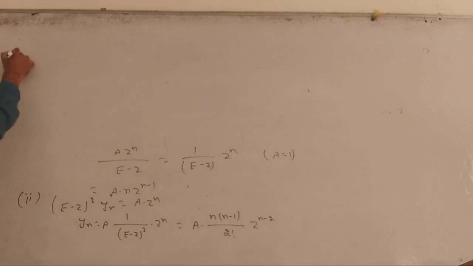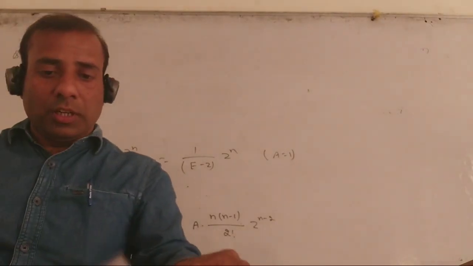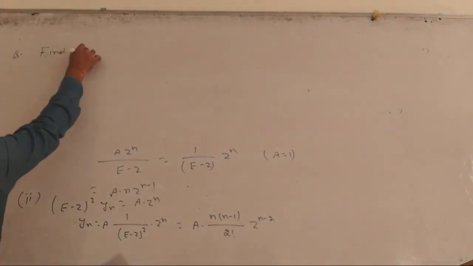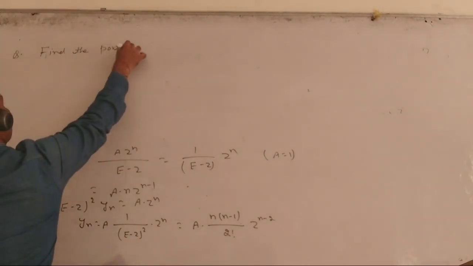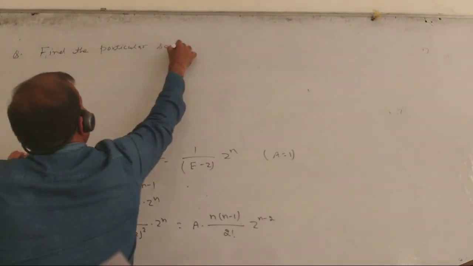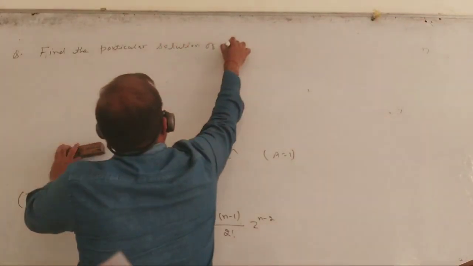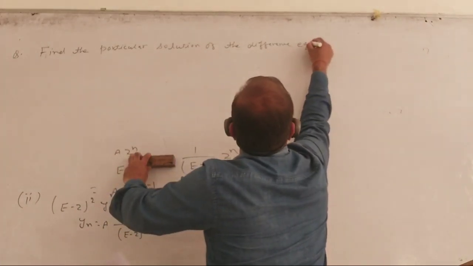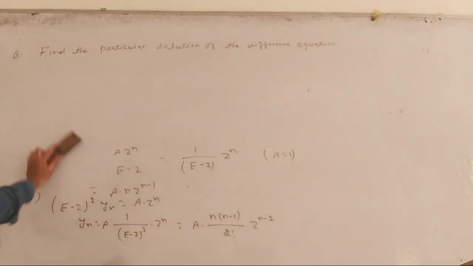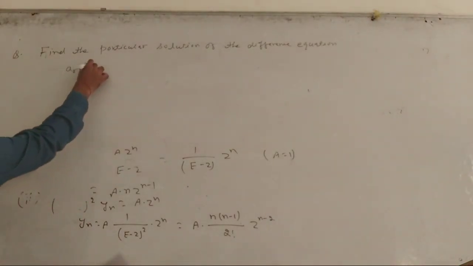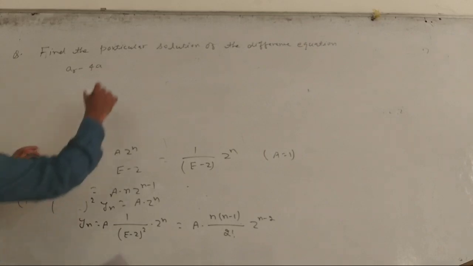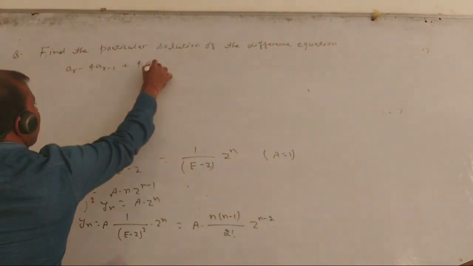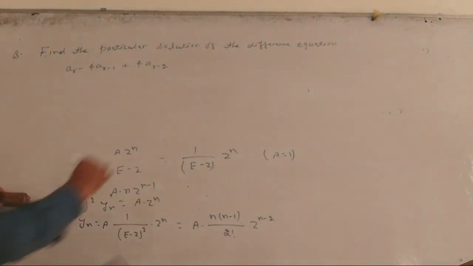Example: find the particular solution of the difference equation a_r minus 4a_(r minus 1) plus 4a_(r minus 2) equals 2^r.